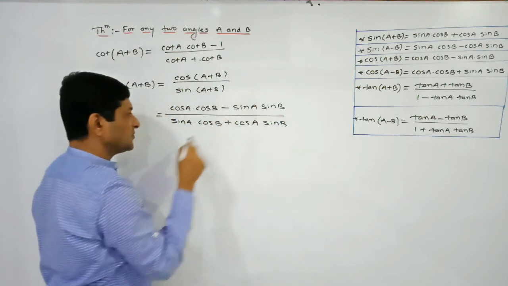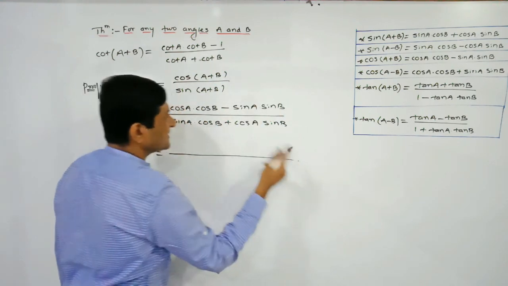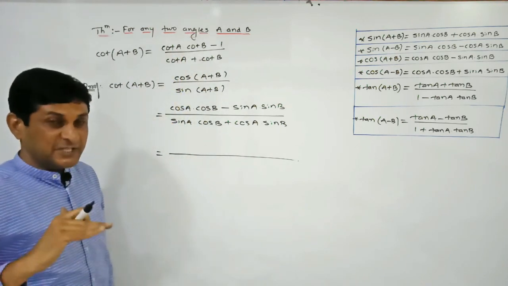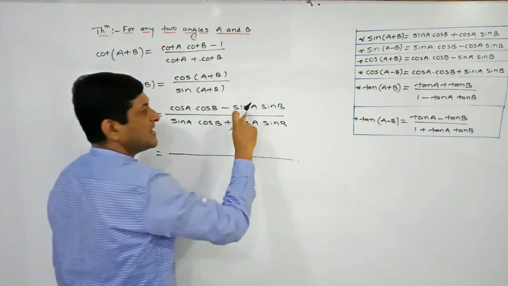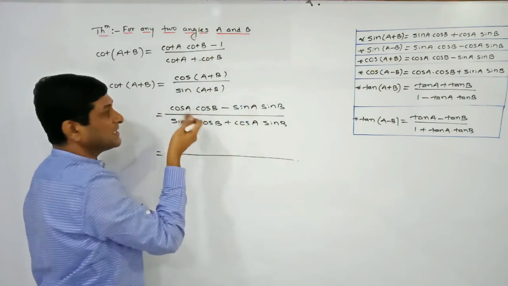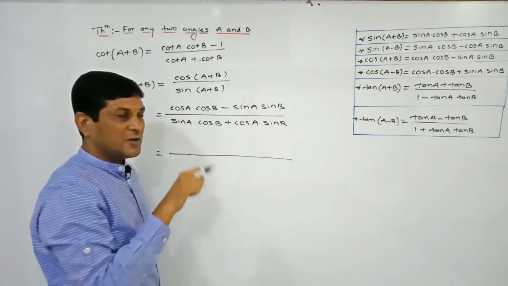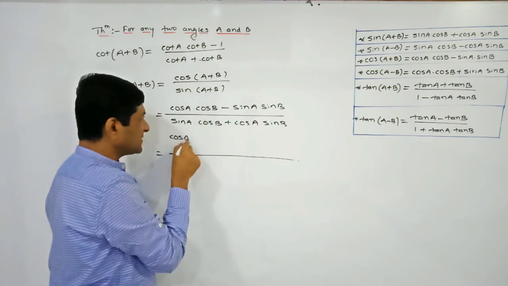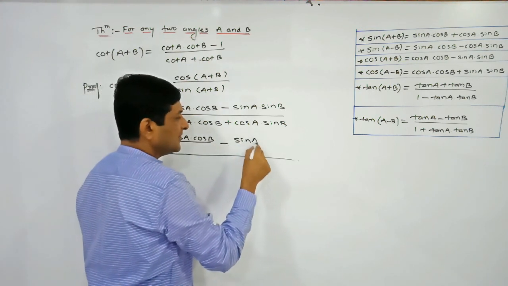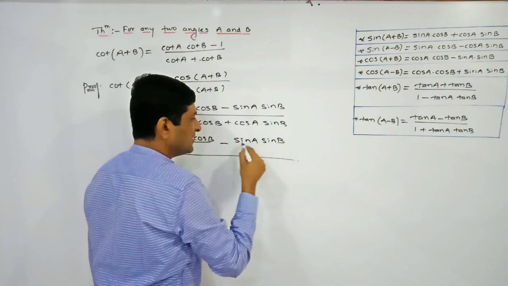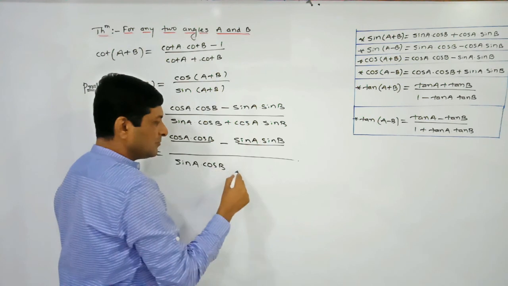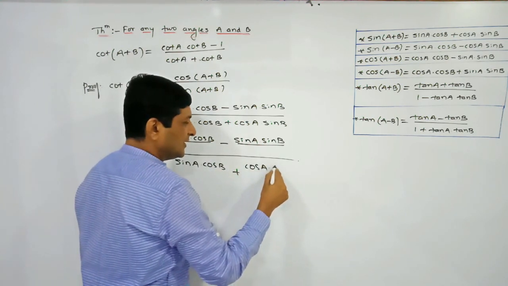We are just substituting these formulas. Since the required result is in terms of cot, and cot means cos upon sin, the denominator should be sin. So here we divide the numerator and denominator by sin A into sin B, so that we get 1 and the expression gets converted in terms of cot. Keep the numerator cos A into cos B minus sin A into sin B as it is. Keep the denominator also as it is. What is the denominator? Sin A into cos B plus cos A into sin B.